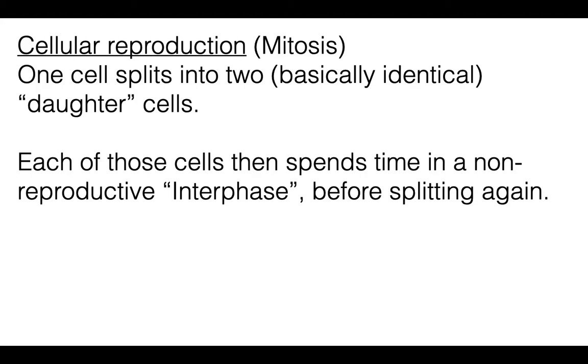So when DNA reproduces itself, it does so as part of cellular reproduction. The only time DNA needs to make a copy of itself is when a cell is going to split into 2 basically identical daughter cells, each of which needs its own copy of the DNA. We call this process mitosis. You learned all about it back in 9th grade, but we're just going to do a quick review. Each of the cells, once they've split, spends time in a non-reproductive interphase before splitting again. So once the 2 cells with their own DNA split apart, they each go off and do their own thing for a while, and then each of them is going to split, making 4 cells now.